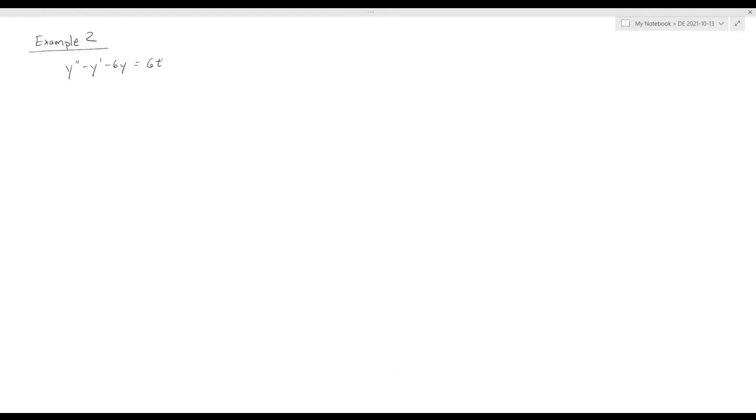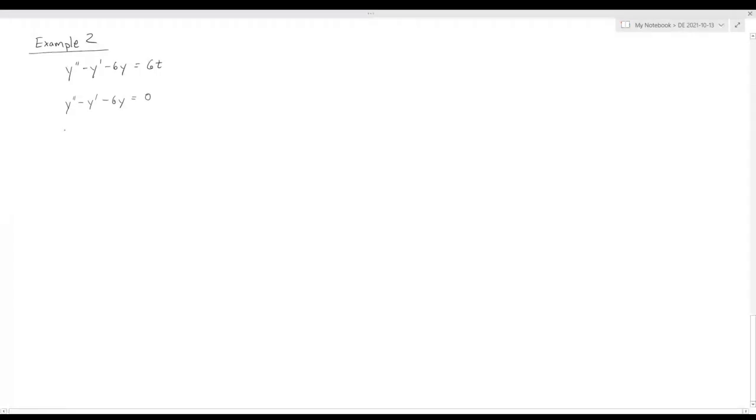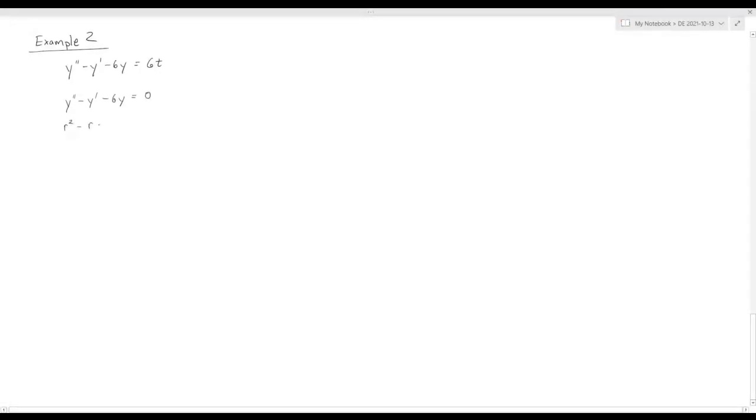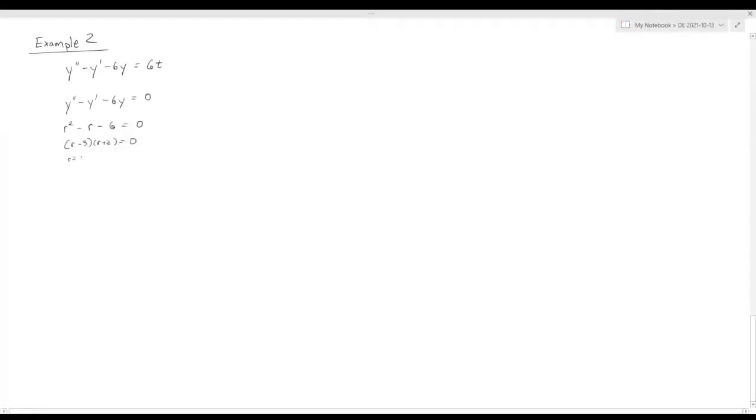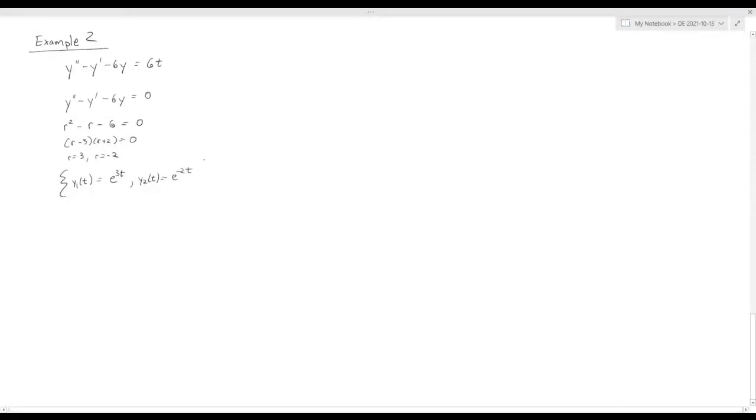Here's another example. We first find the fundamental solution set. And we have constant coefficients, so we can just write down the characteristic polynomial. We see the roots are real and distinct. So our fundamental solution set is e to the 3t and then e to the negative 2t.